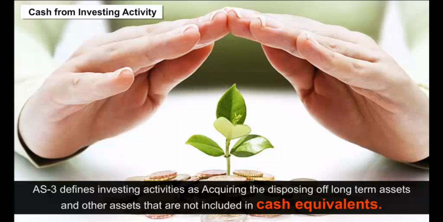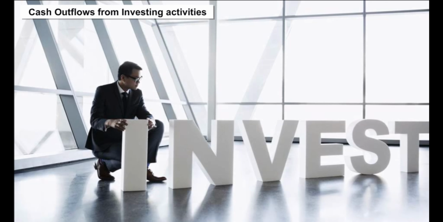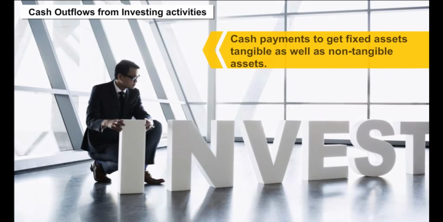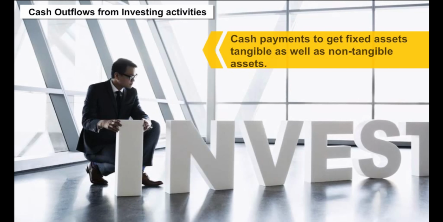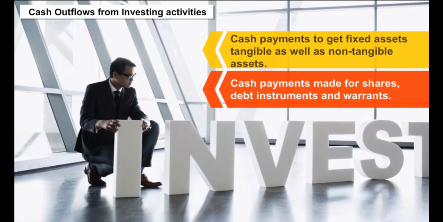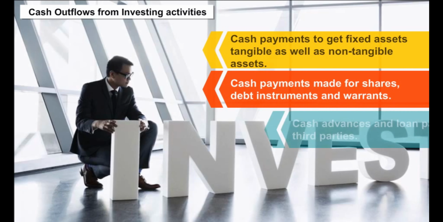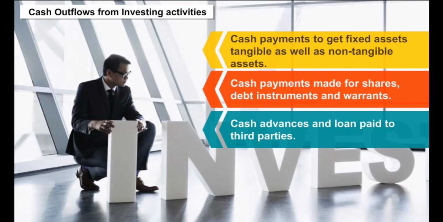Classification of activities for cash flow statement. Cash outflows from investing activities. Cash payments to get fixed assets, tangible as well as intangible assets. Cash payments made for shares, debt instruments and warrants. Cash advances and loan paid to third parties.